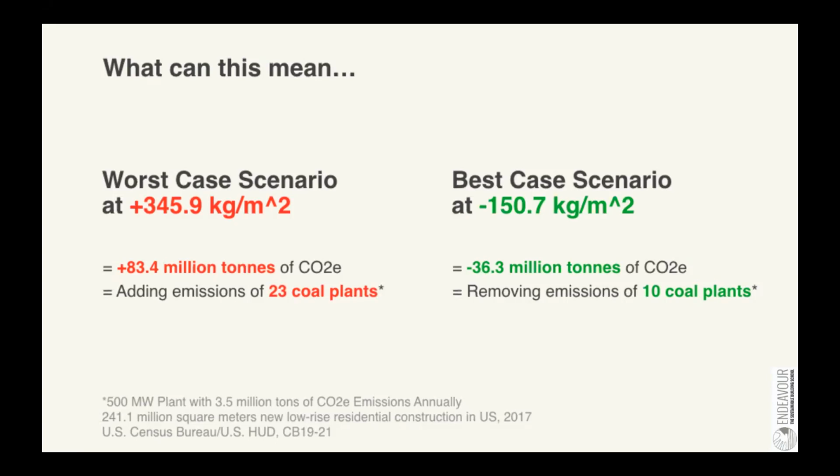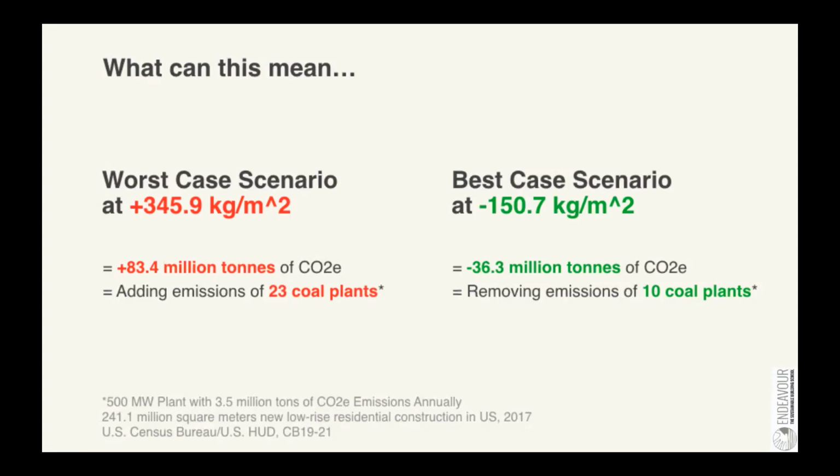And then on the other side, if we were to build all of those buildings in that best case scenario with the best possible carbon storage, we would actually be removing 36 million tons of CO2e from the atmosphere, which is like removing the emissions from 10 coal plants. And obviously, if you're going from the worst case scenario to the best case scenario, you're not just storing that 36 million tons, but you're also avoiding the emissions of the other 83 million tons.